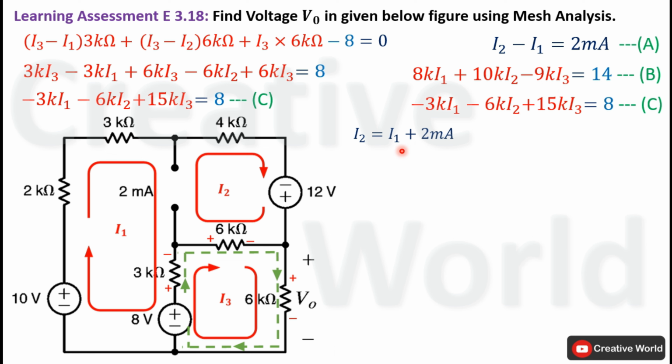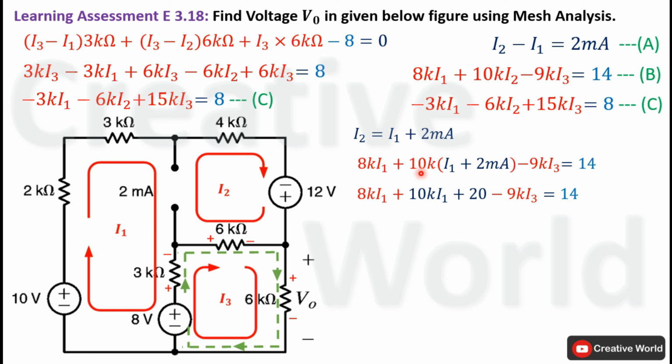For that purpose, first of all, we will place the value of I2 inside this equation B. I2 is replaced with I1 plus 2 milliampere. Now open these brackets. Product of 10k and I1 will become 10k I1, and here product of 10k and 2 milliampere will become 20. Now add 10k I1 and 8k I1 together, it will become 18k I1, and place this plus 20 on the other hand side of equal. The equation will become 18k I1 minus 9k I3 equal to minus 6. This plus 20 is converted into minus 20, and plus 14 and minus 20 will result in minus 6.